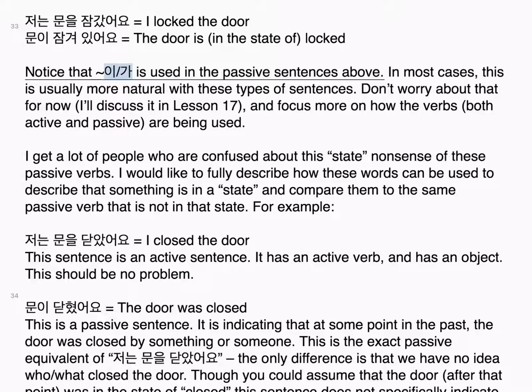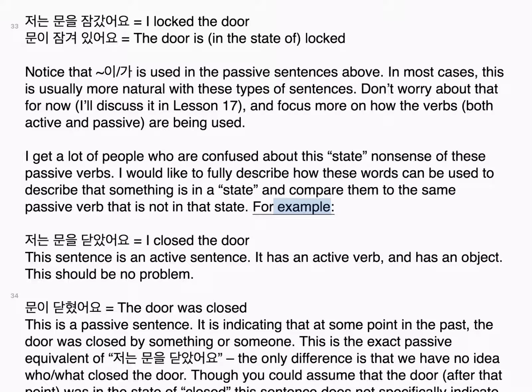Notice that 이/가 is used in the passive sentences above. In most cases, this is usually more natural with these types of sentences. Don't worry about it for now. I'll discuss it in lesson 17, and focus more on how the verbs, both active and passive, are being used. I get a lot of people who are confused about this state of these passive verbs. I would like to fully describe how these words can be used to describe that something is in a state, and compare them to the same passive verb that is not in that state.